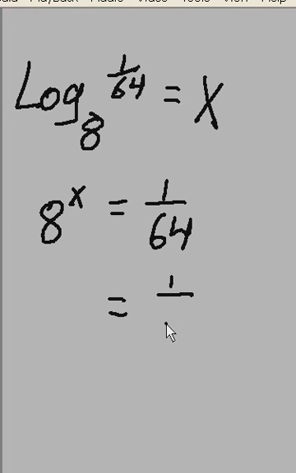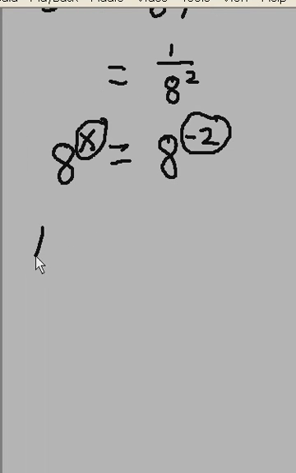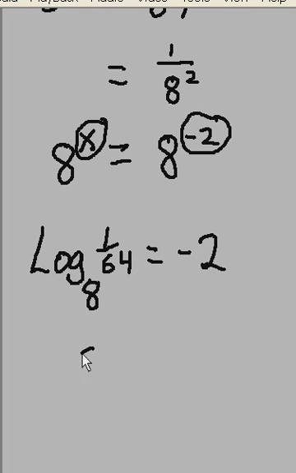Well, 64 is equal to 8 squared. I can rewrite that, bringing 8 squared into the numerator as 8 to the negative 2. So we have 8 to the x power equals 8 to the negative 2. So the exponents have to be equal. So log base 8 of 1 over 64 has to be equal to negative 2, because 8 to the negative 2 power equals 1 over 64. So there are many different types of bases that we can use with logs.